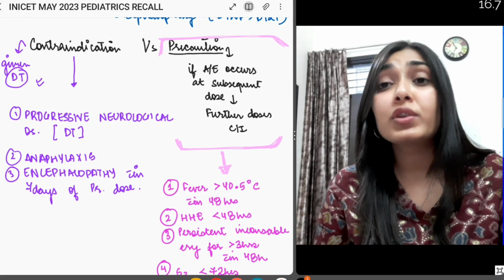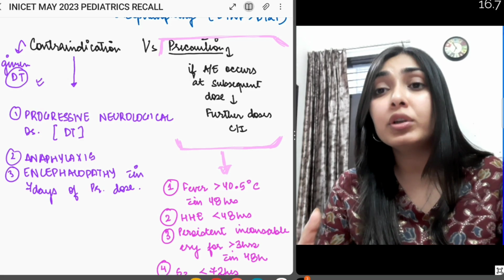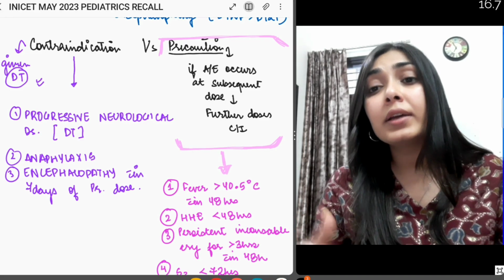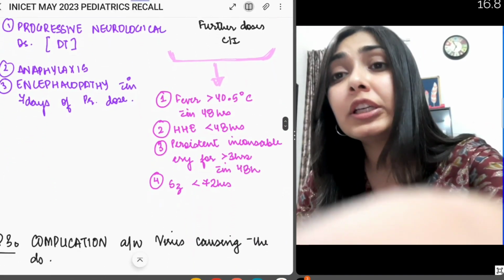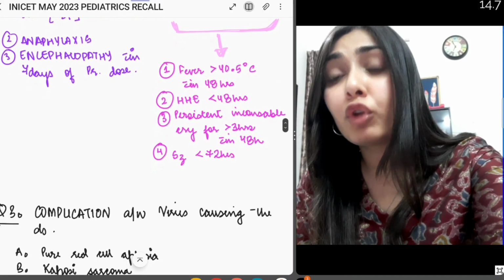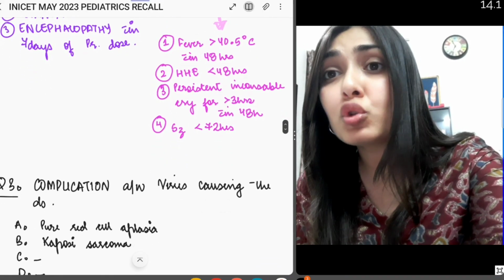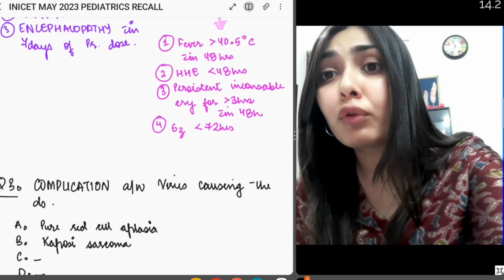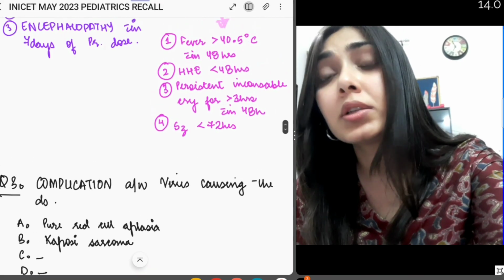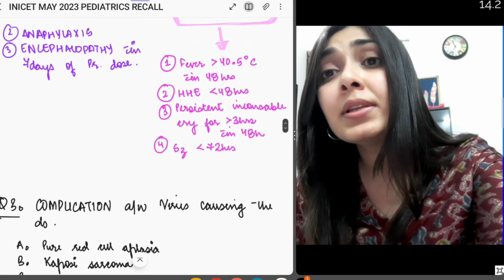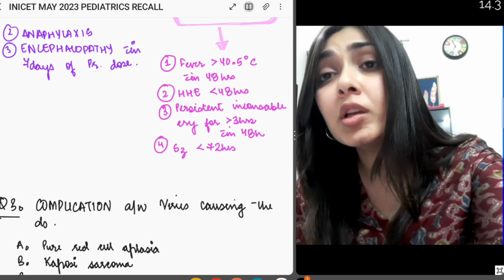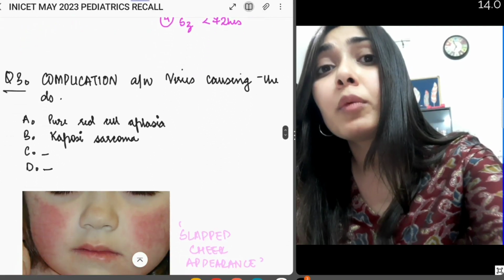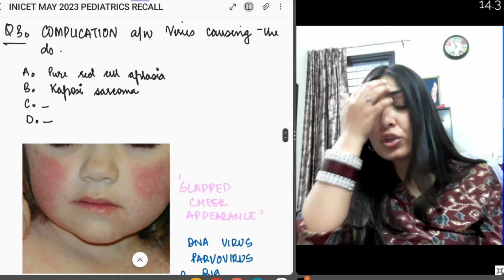Now coming on to the precautions, that means if some of these adverse effects happened at the subsequent dose, then you further contraindicate, right? In this, there is fever more than 40.5 degrees Celsius within 48 hours, hypotonic hyporesponsive episode in less than 48 hours, persistent inconsolable cry for more than 3 hours within 48 hours, and seizures within 72 hours. So these are the 4 precautions. That means if any of these complaints are present, then you defer that dose, and if it repeats, then there is contraindication.